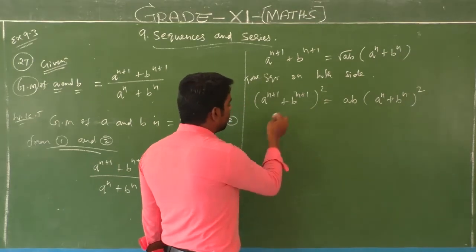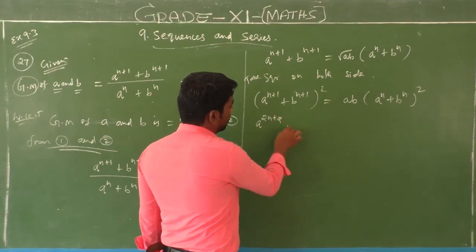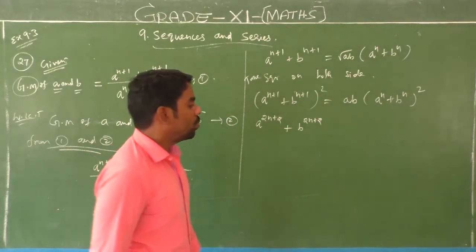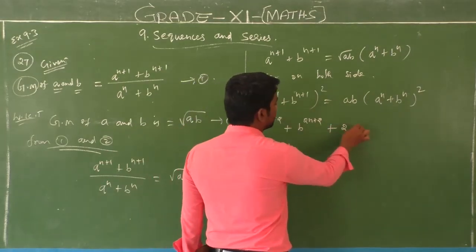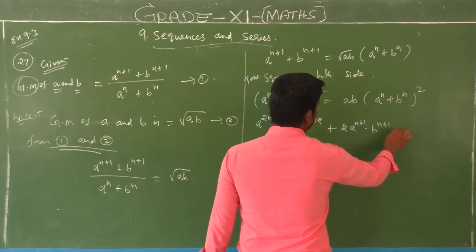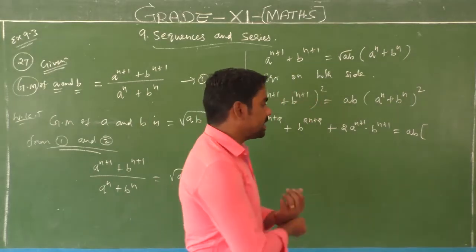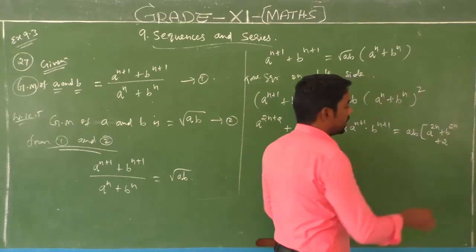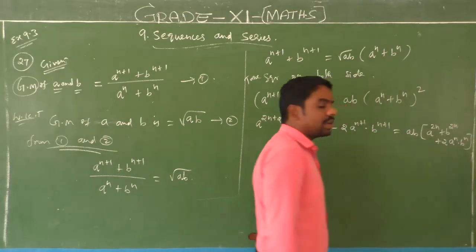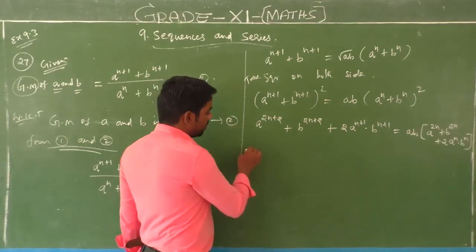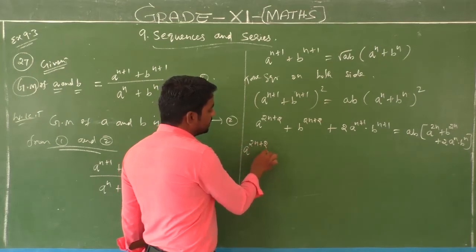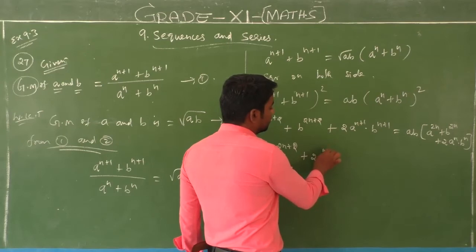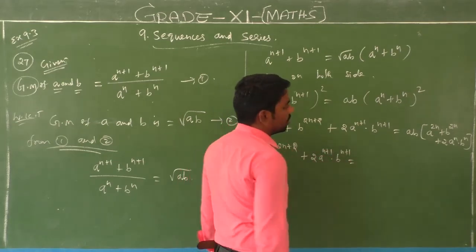Explain this. (a^(n+1))^2 is a^(2n+2), and (b^(n+1))^2 is b^(2n+2), plus 2 into a^(n+1) into b^(n+1), is equal to ab times (a^n + b^n)^2, which also uses the same formula: a^(2n) + b^(2n) + 2 into a^n into b^n. So a^(2n+2) + b^(2n+2) + 2a^(n+1) b^(n+1) equals ab multiplied by the bracket.